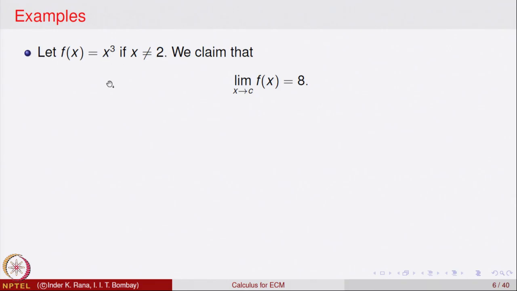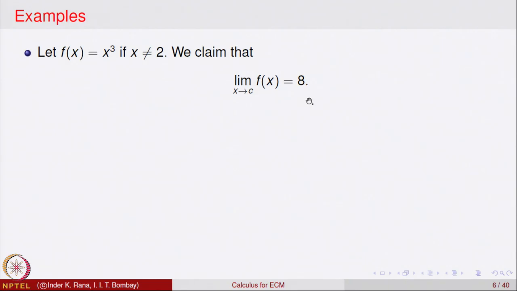But what we are saying is, if you take a sequence x n which is converging to 2, then f of x n will be equal to x n to the power cube, and that will converge to 2 to the power 3, and that is 8. So, by the concept of limit via sequences, we know that the limit should be equal to 8. So, that is what we have guessed. We want to prove it by the epsilon delta method.